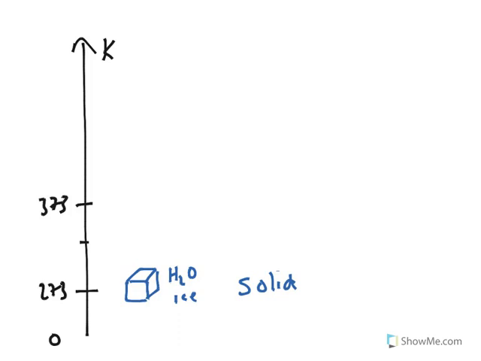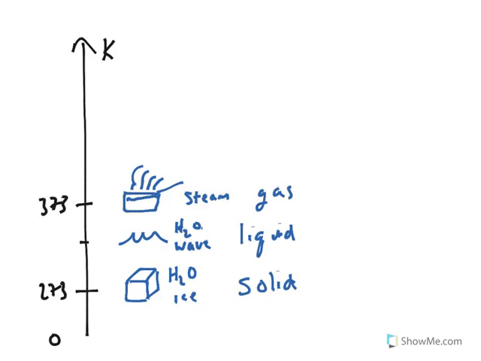So let's look at water in the liquid state. Here I drew a water wave, and so we're looking at somewhere between 273 and 373, and it is water in the liquid state. Now at 373, this is where water boils. And so I have drawn here a pot of boiling water, and steam is coming off this boiling pot of water, and so the water is now in the gas phase.